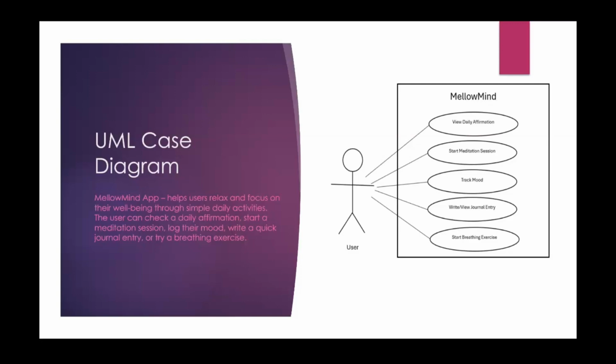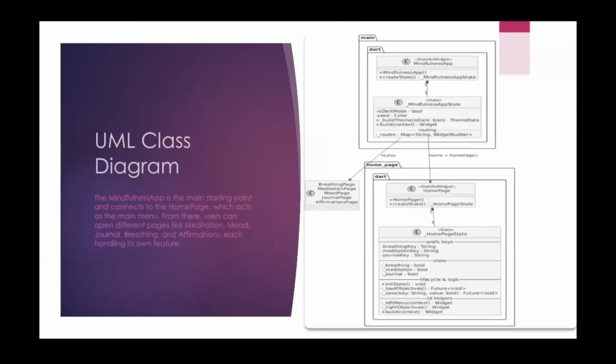Awesome. And then next, we're going to talk about the UML class diagram. So, the mindfulness app is the main starting point, which is our main file. Our main Dart file actually connects all of the different routes, which are different pages throughout our website. As you can see, what the main mindfulness app does is it declares, maybe the dark mode, and then it seeds it into all of the different routes.